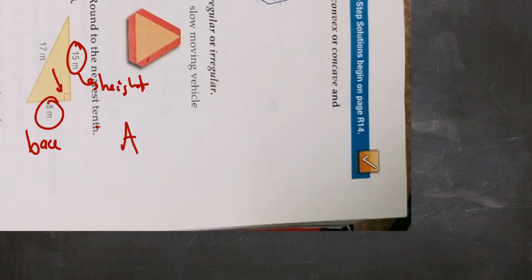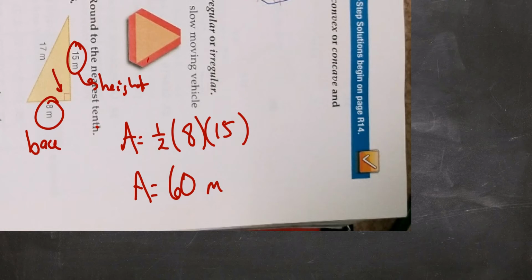So when I find my area, it's equal to 1/2 times your base, which is 8, times your height, which is 15. And you just do 8 times 15, which is 120, and half of that. So my area is going to be equal to 60. And it's area, so it's square meters.